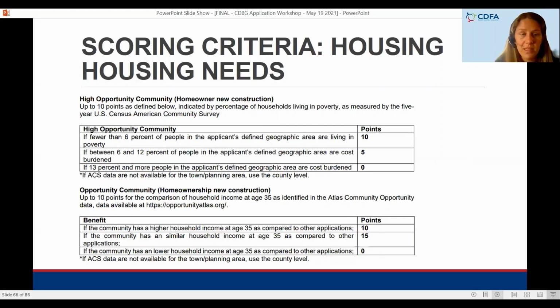So this is similar to the new construction. This is where we'll be looking at whether people in the defined area who are going to be served are living in poverty or not, compared to the American Community Survey data. And then again, in the second part of this, combined to make 20 points, we're looking at the opportunity as defined by the Atlas Community Opportunity data.